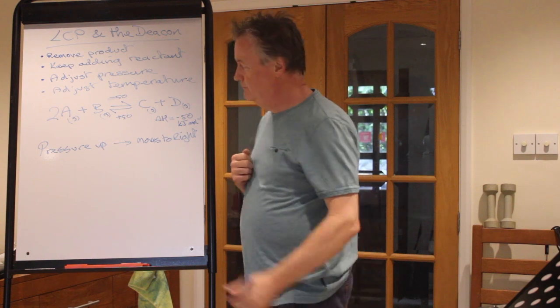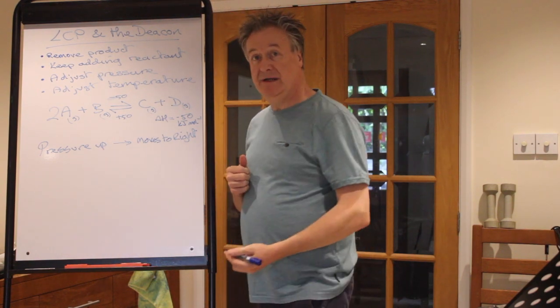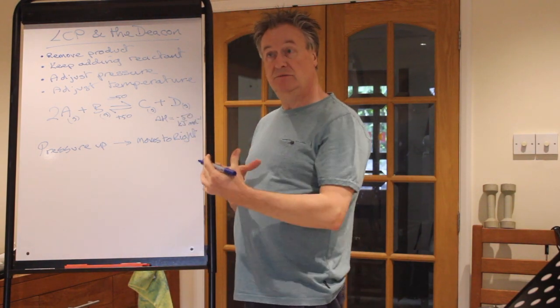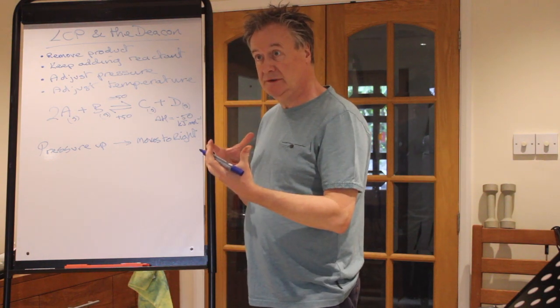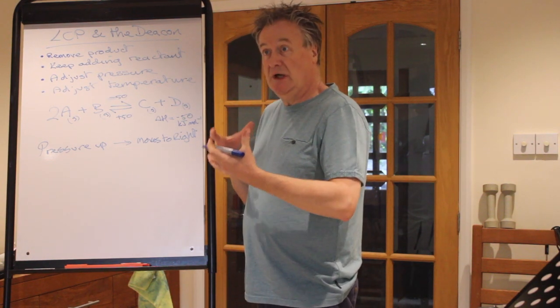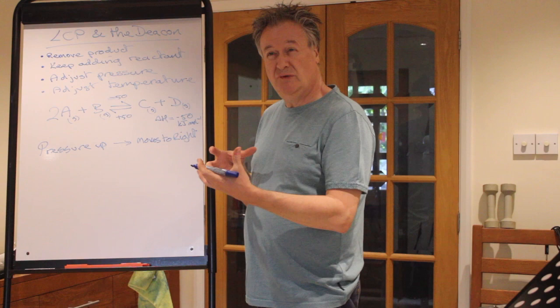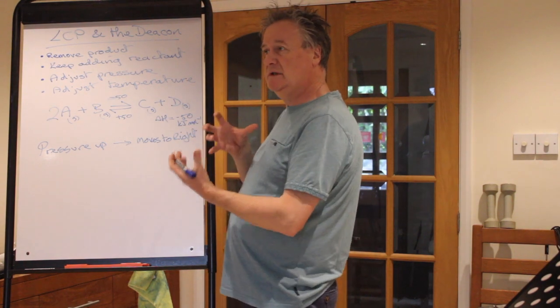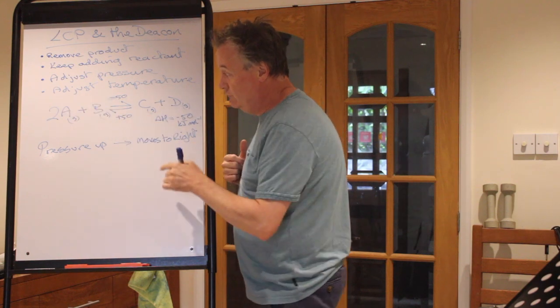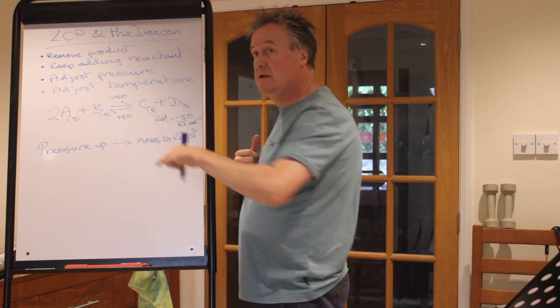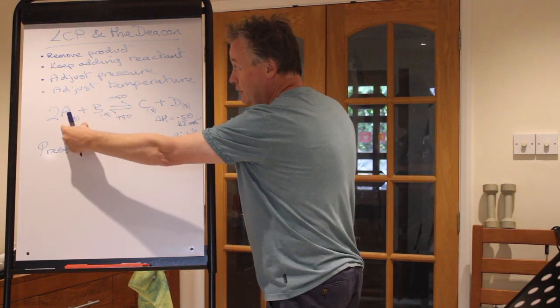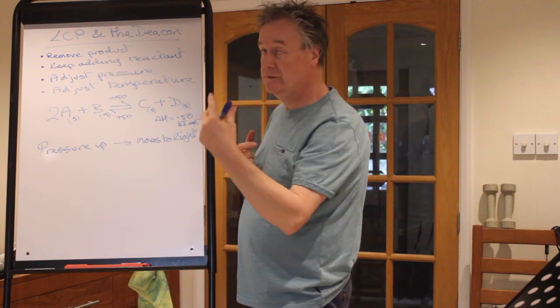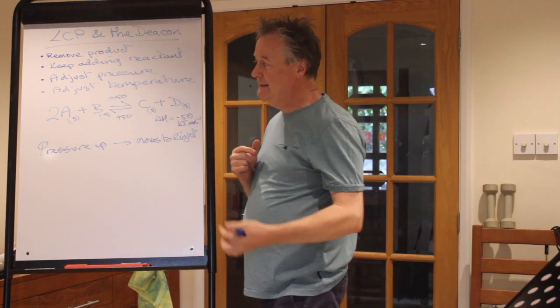Goes to the right. If you take the pressure down, it does the opposite. It needs to replace the number of particles to up the pressure. No, that's not right. Replace is the wrong word. But you need to increase the number of particles in order to get the pressure back up. So if you reduce the pressure, it will go the other way, go that way to get more particles, because there's 3 on the left and just 2 on the right.